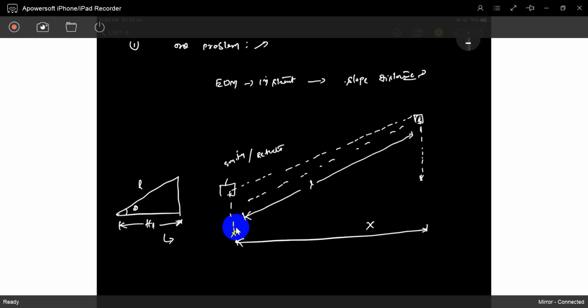Some plane like this, some like this, the topography is like this. You will get only slope distance, not a horizontal distance or straight distance. Understood? That is the one problem.